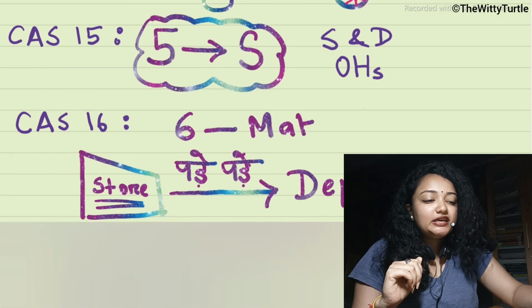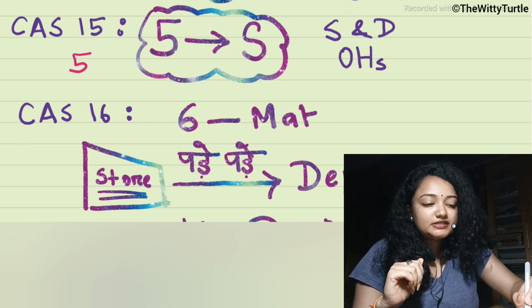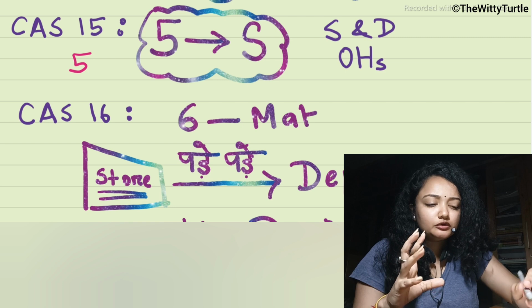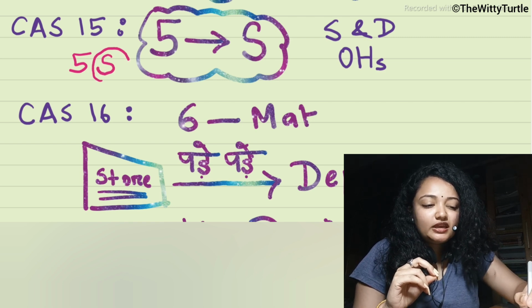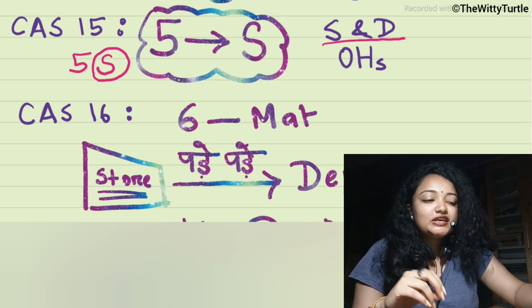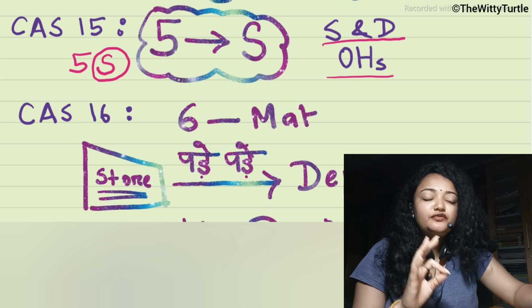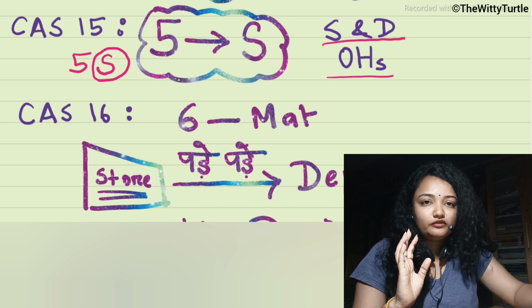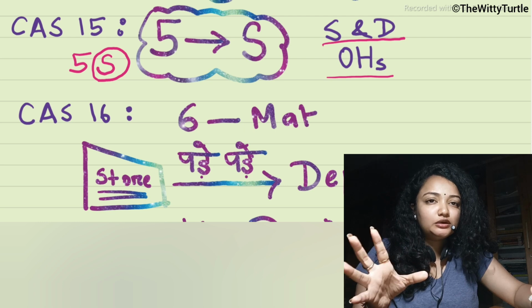Now coming to CAS 15, it says 5, we write it like this, right? And if we modify 5 a little, it can also be written like this. So what is this? This is S, right? So here it is your selling and distribution overheads. So CAS 15 is what? Selling and distribution overheads, right? Out of 24, we could complete 15.